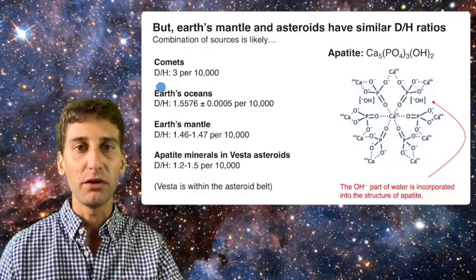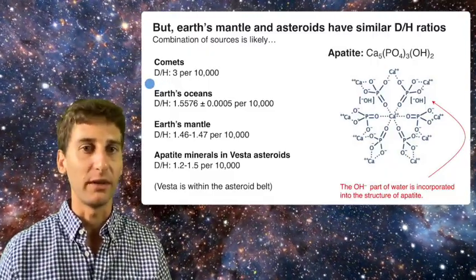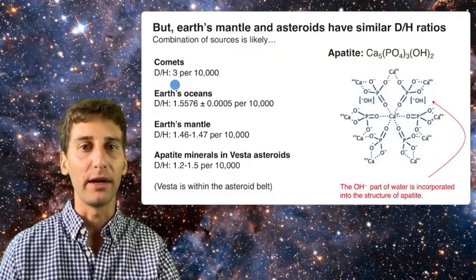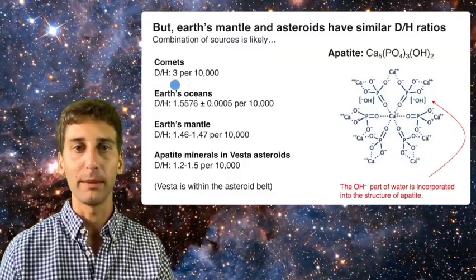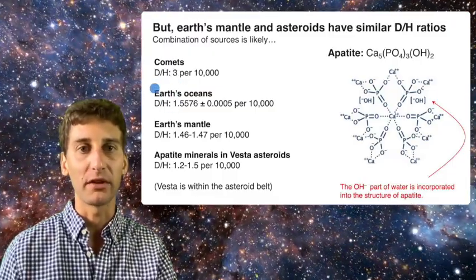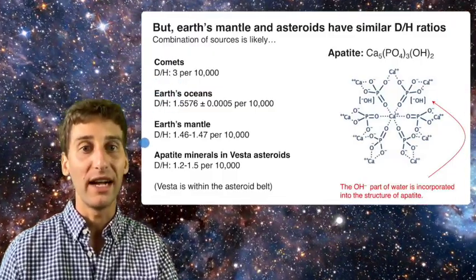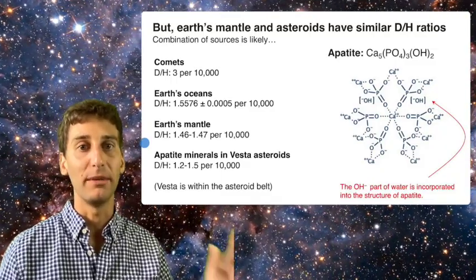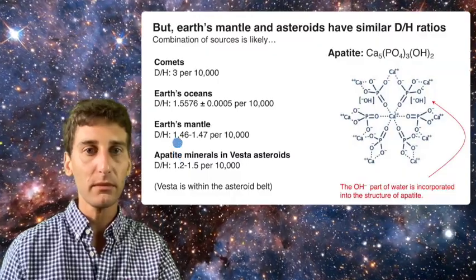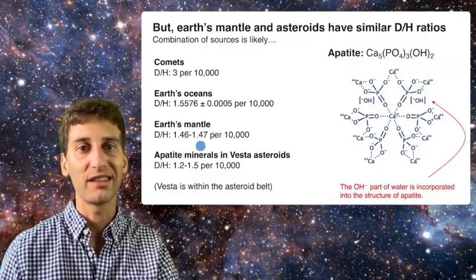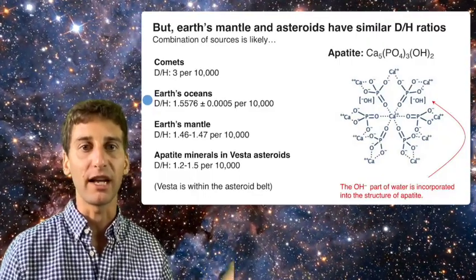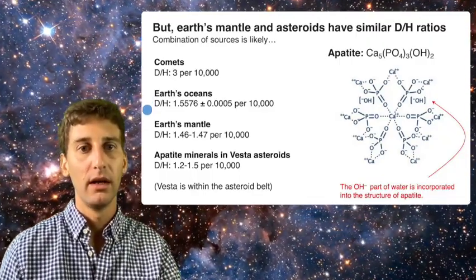So here's a review of all of the deuterium to hydrogen ratios that we'd have to consider to solve this problem. We talked about how comets have around 3 per 10,000 deuterium to hydrogen, which is close to double the ocean value. So that's why we don't think comets are a viable source. Earth's mantle has a deuterium to hydrogen ratio that's just a bit less than the ocean's. So that's around 1.46 to 1.47. So if you add a little bit of comet water, you can recreate the composition of Earth's oceans.